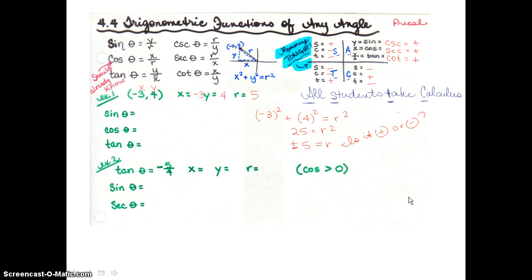Additionally, I can go through and find sine, cosine, and tangent by using my definitions. Sine by definition was y over r. So if I take my y value 4 and put it over my r value 5, then sine is going to be 4/5. Cosine is x over r. So I'll take my x value negative 3, put it over my r value of 5, and I'll get negative 3/5. Tangent is y over x. So I'll take my y value 4 and put it over my x value negative 3, and I'll get 4 over negative 3, or negative 4/3.